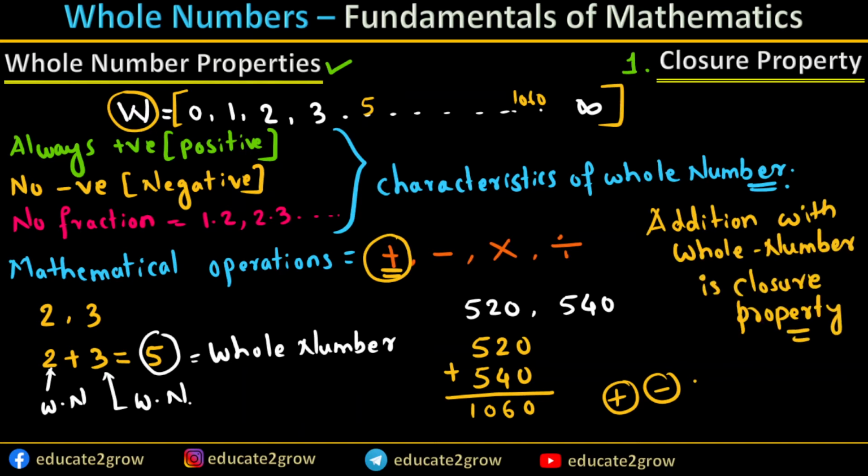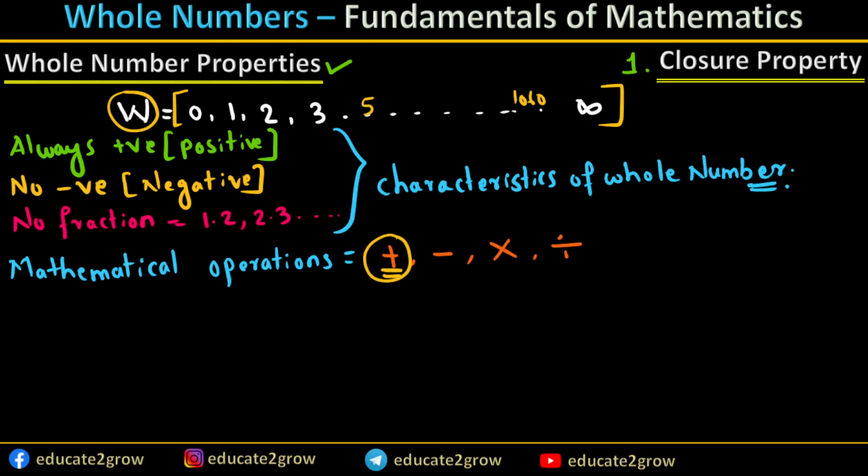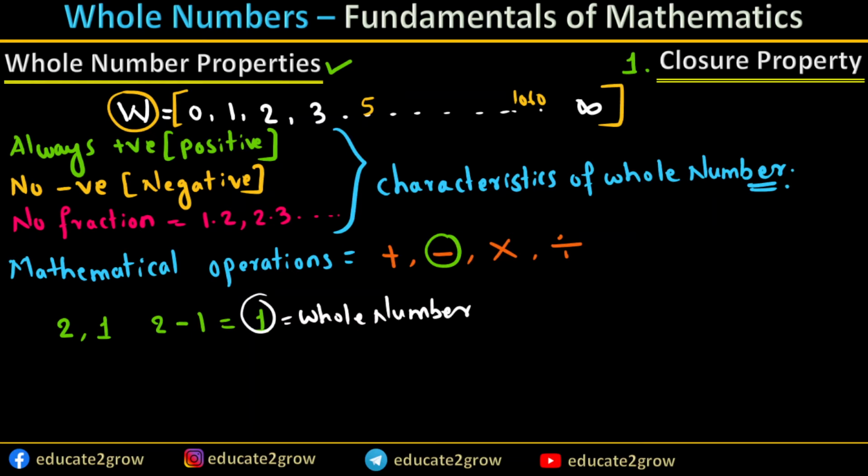Okay, and now let us go with the minus, meaning subtraction. Here we'll work on subtraction. So let us take 2 and let us take 1. These are two whole numbers. Let us do the operation here: 2 minus 1, what do we get? 1. Agree? This is again a whole number, right? Condition satisfied. Now let us go with another example: 3 minus 1, we get 2. This is also a whole number.